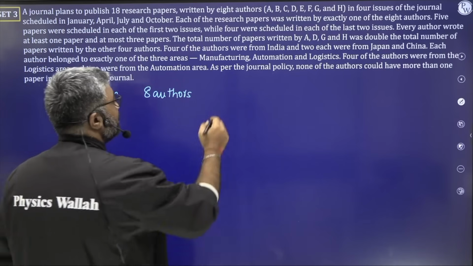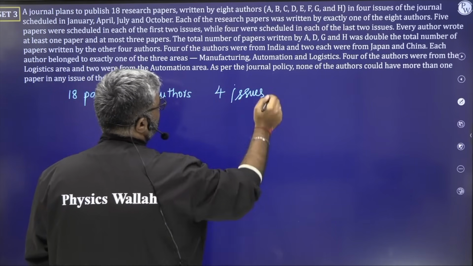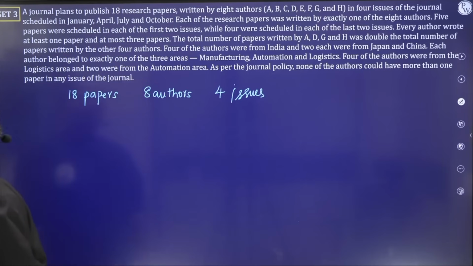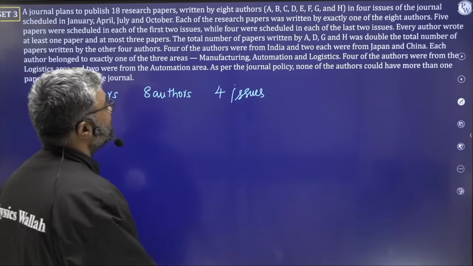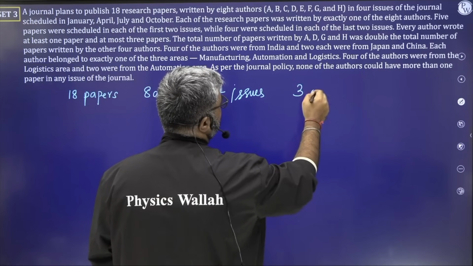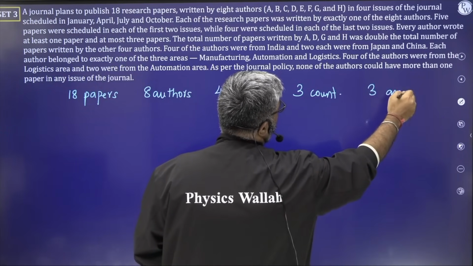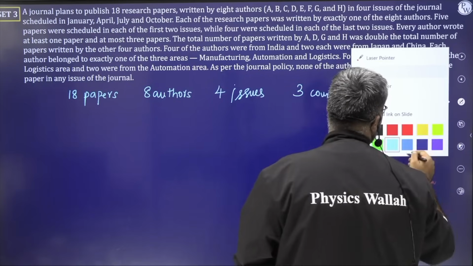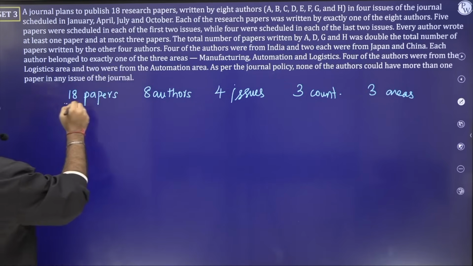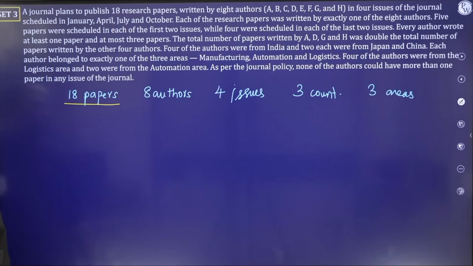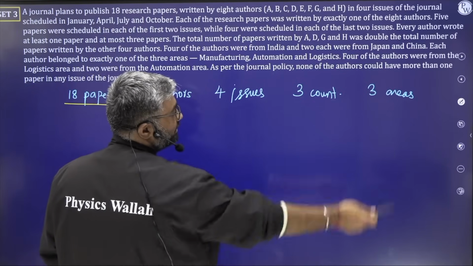Further, 4 issues. Then we have 3 countries and 3 areas. It's all about the split up of this now. 18 papers, they are saying, are split among the 8 authors. It will be split among the 4 issues. It will be split among the 3 countries and 3 areas.